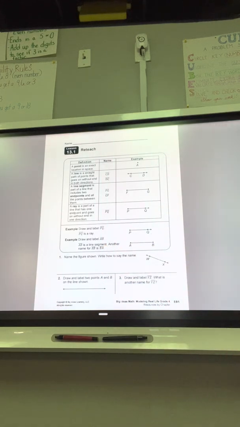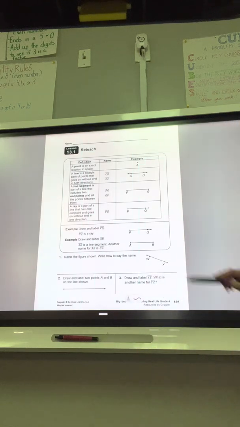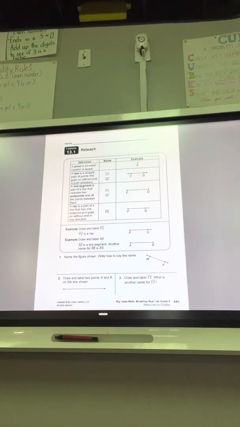Let's look at number 1. This says name the figure shown and write how to say the name. So first of all, I notice it's got 2 arrows, one on each side. So what does that tell me? Is it a line segment? Is it a point? Is it a ray? Is it a line?